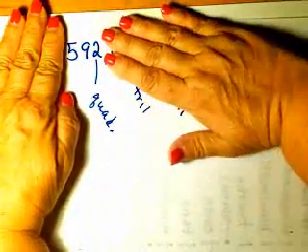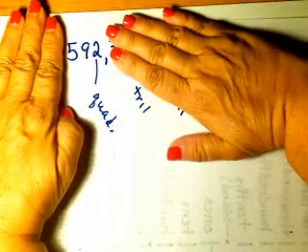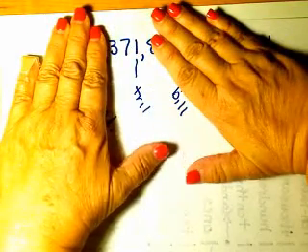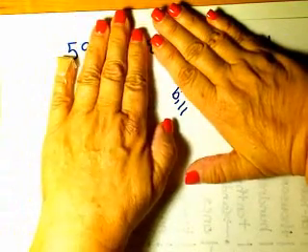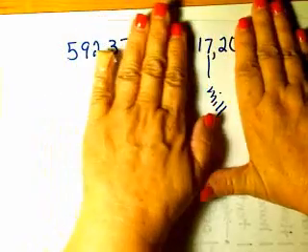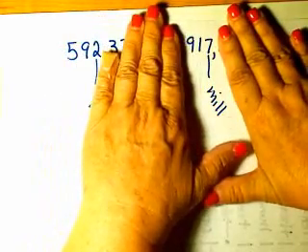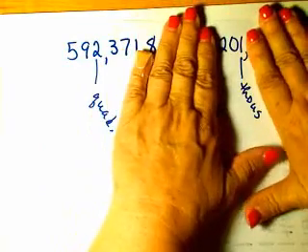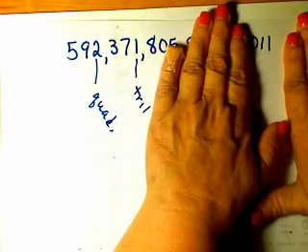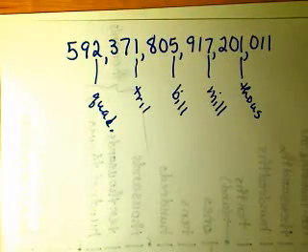Okay, 592 quadrillion, 371 trillion, 805 billion, 917 million, 201,011. Okay, that's all there is to it.